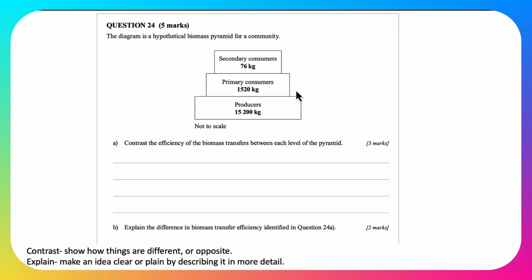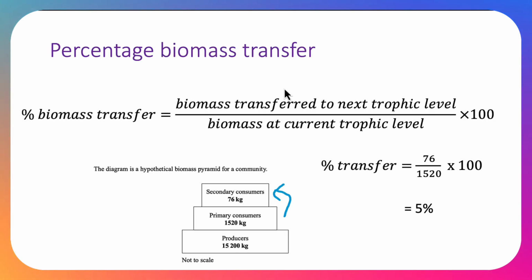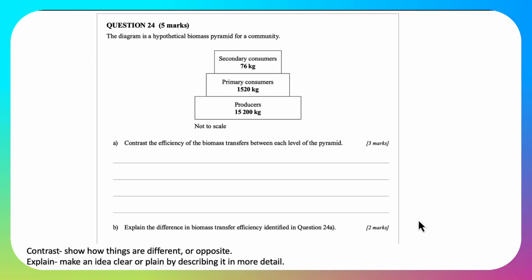So 15,200 up to 1,520. So we're going to have 1,520 divided by 15,200 times by 100, and that's going to be 10%. And then this next one is smaller than that. We've already worked that one out. It worked out to be 5%. So from primary consumers to secondary consumers is 5%. So to contrast the efficiency, we would say that producers to primary consumers is more efficient at 10% compared with 5% for primary to secondary.